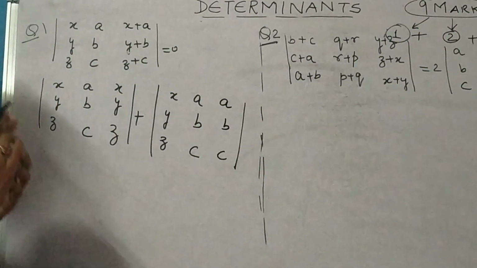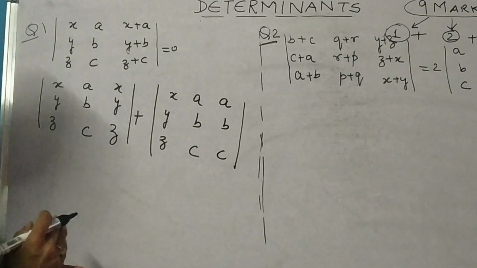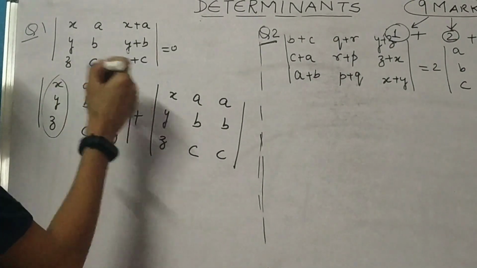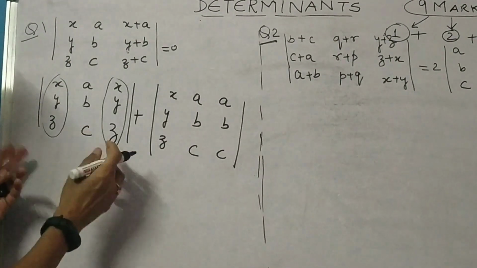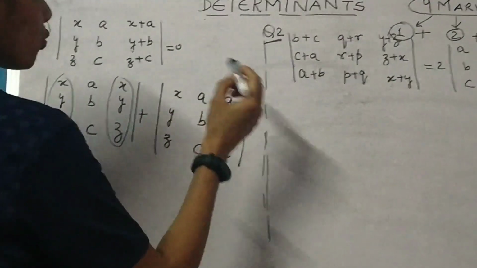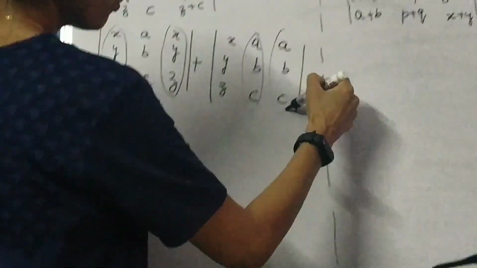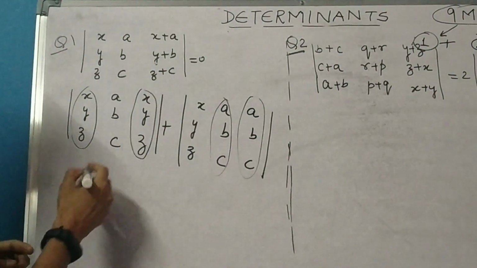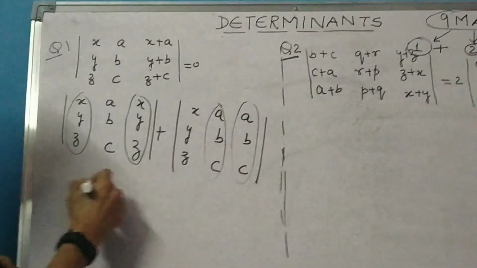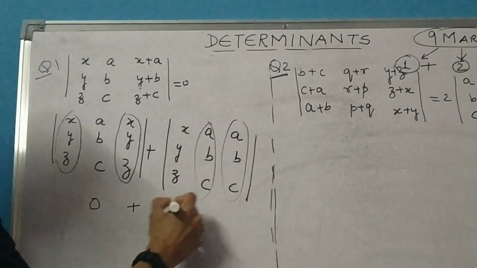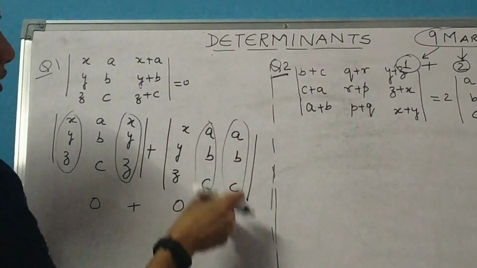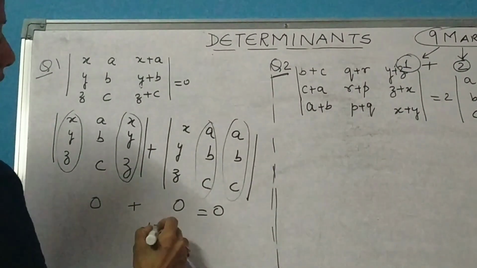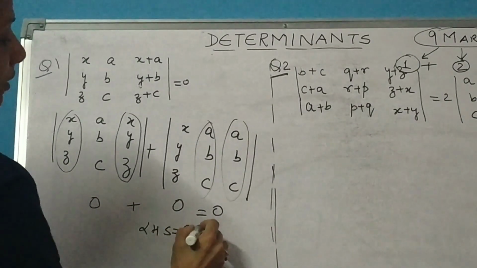Now you see, I have discussed a property with you that if two rows or two columns are identical, then without calculation I can say the value of this will be 0, plus the value of this will be 0, which gives me 0. Hence left hand side equals right hand side.